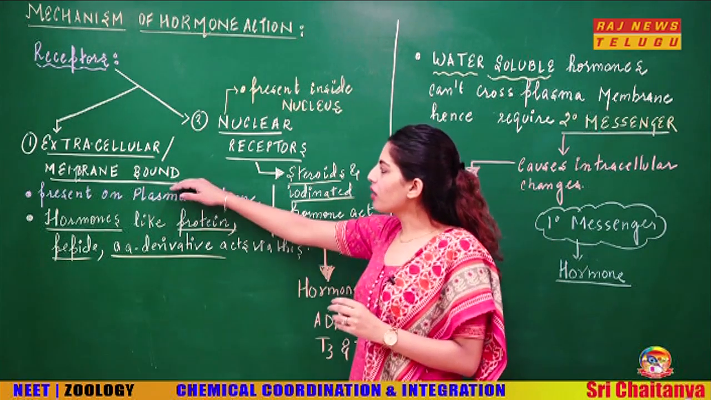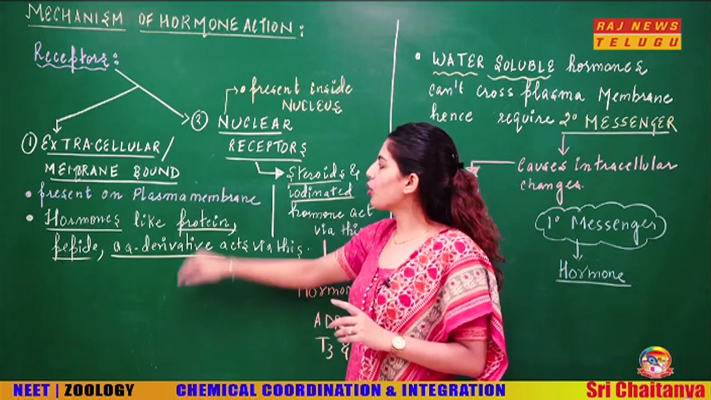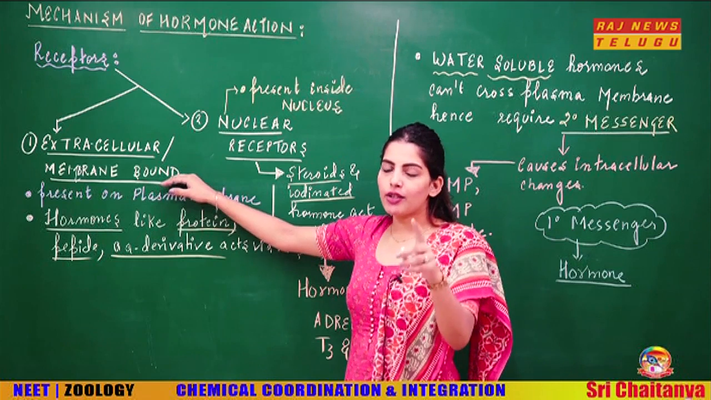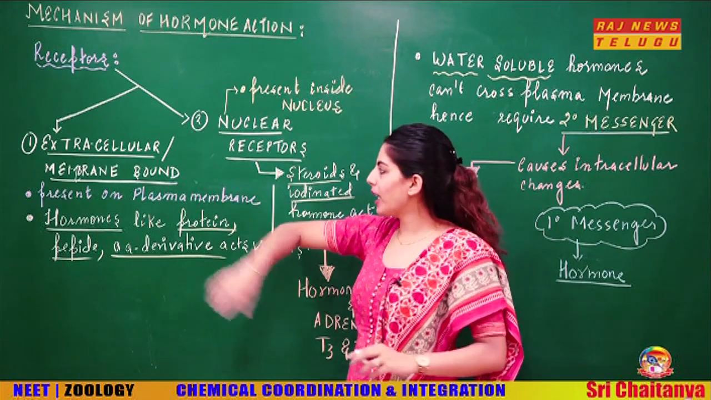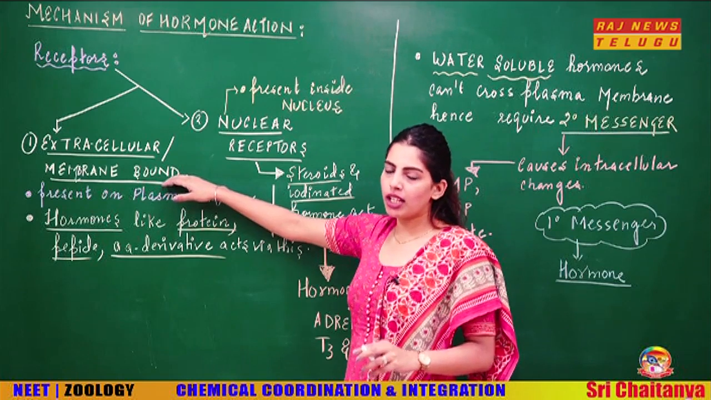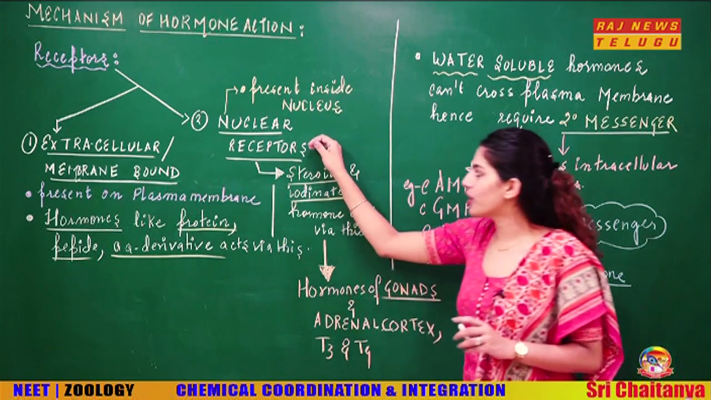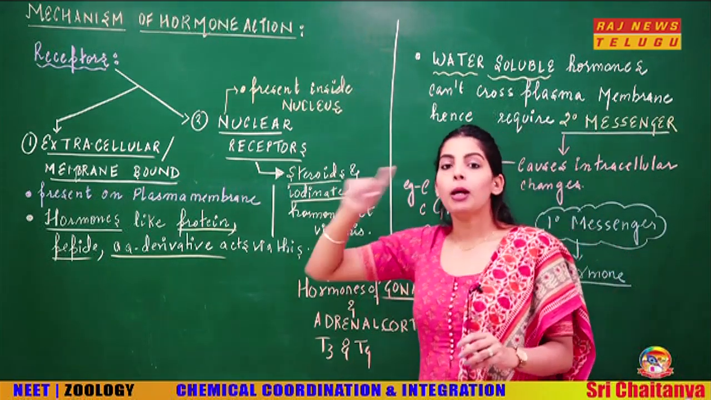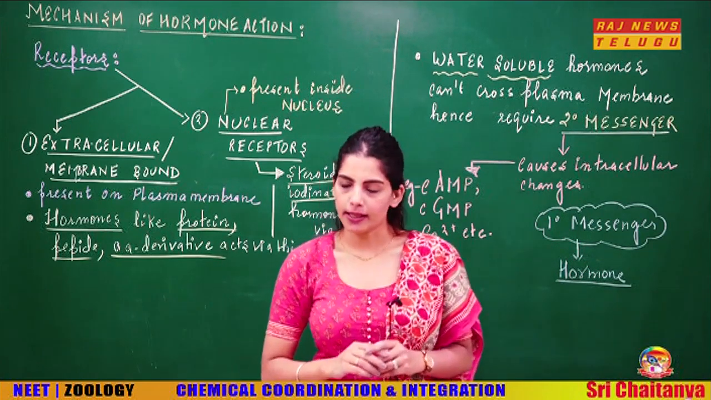We are going to talk about the two types of receptors that we have. One is extracellular receptors, also called membrane bound receptors. Extracellular receptors means some portion is present outside the plasma membrane or related with the membrane, hence called membrane bound receptors. The other type of receptors are nuclear receptors. As the name suggests, nuclear receptors are present inside the nucleus.